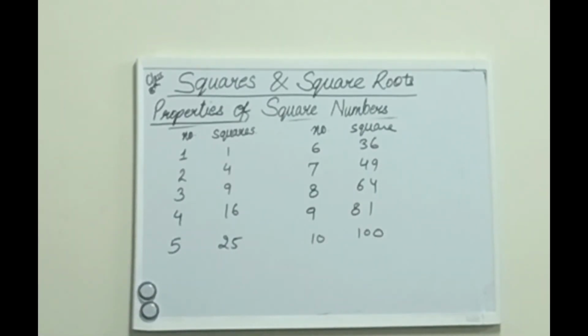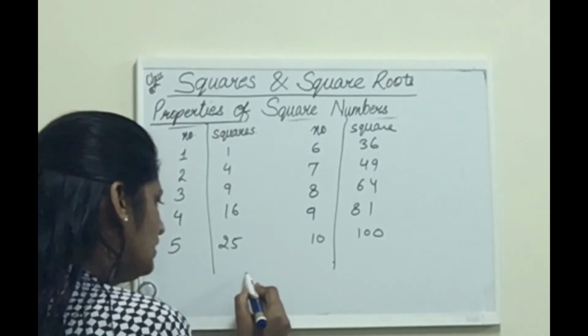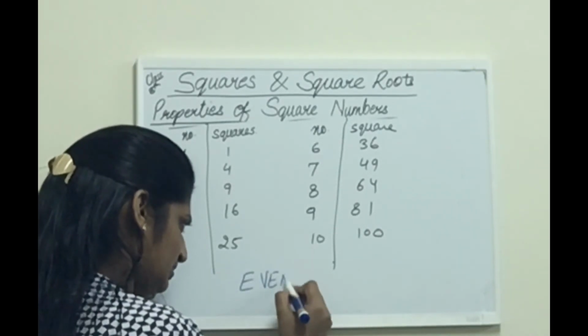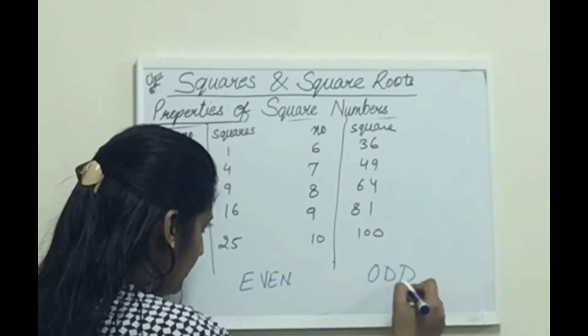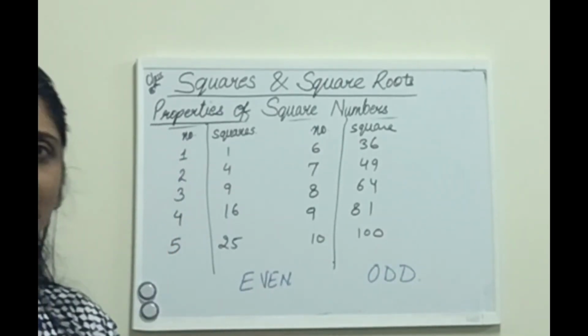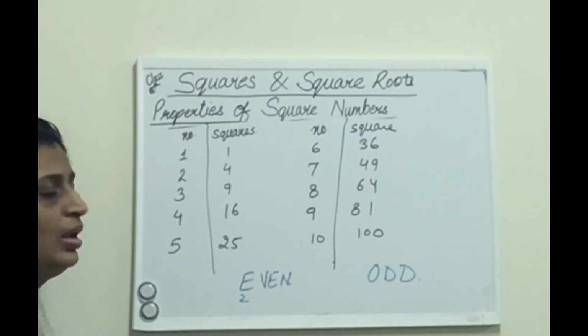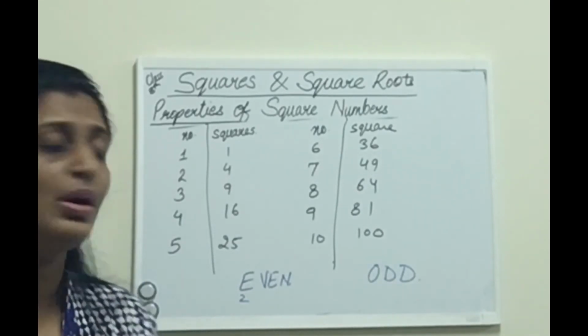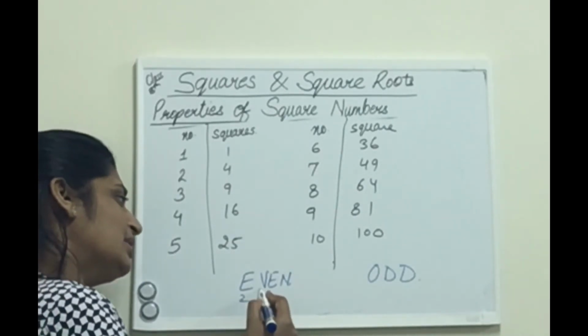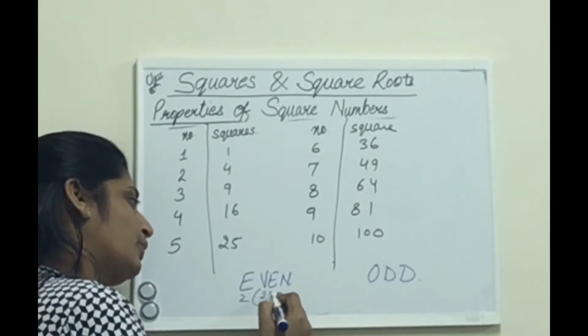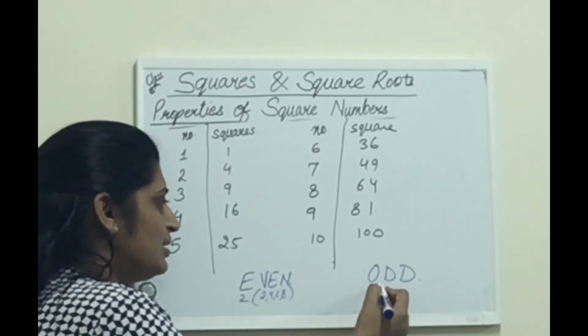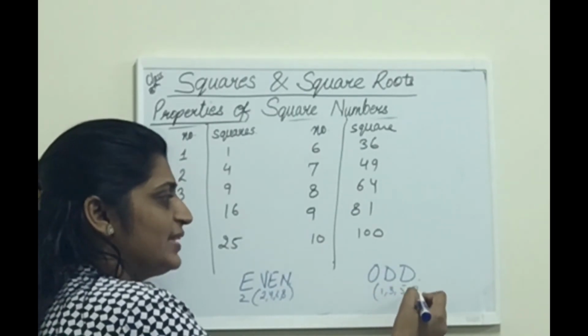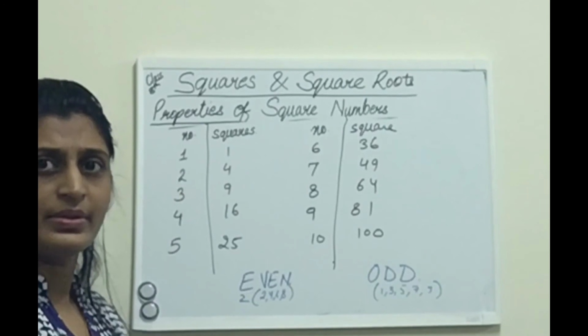Alright? So the very last property we are at goes like this. Have you ever heard of the numbers even and odd? Even numbers are those which can be divided by 2 completely, which are divisible by 2. And odd numbers are those which are not divisible by 2. So even numbers are 2, 4, 6, 8, they all are even numbers, and odd numbers are 1, 3, 5, 7, 9, they all are odd numbers.